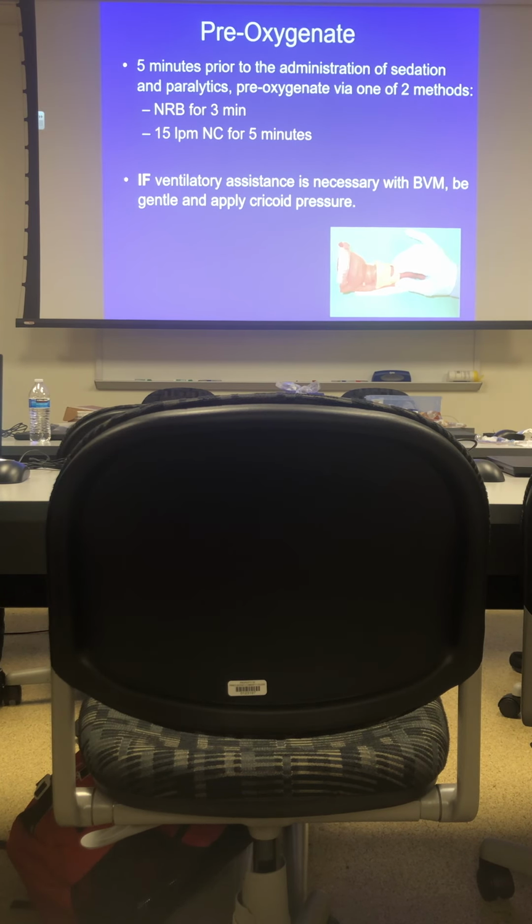So, 2 different ways you can do this. This is prior to intubating, we can give a non-rebreather for 3 minutes. So if I ask you to do rapid sequence intubation, you can either pick a non-rebreather for 3 minutes or a nasal cannula at 15 liters for 5 minutes. Okay? Normally we don't go above what?